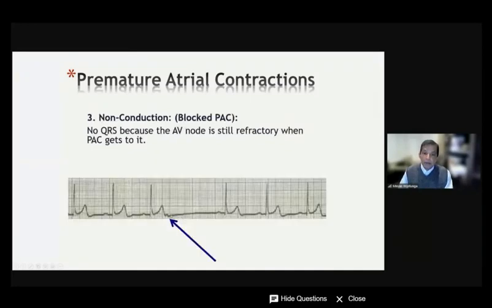And the third option is it doesn't conduct at all, what we call a blocked PAC, a blocked premature complex. But to know that, when you see a gap, you need to look carefully in the preceding T wave area and compare that with the other T waves, and then suddenly notice there could be a hidden P wave or premature complex there. So these are the so-called three fates of PACs.